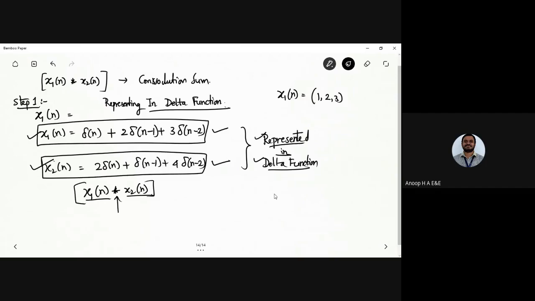So that is how you can define x1 of n convoluted, this is the symbol for convolution, with x2 of n. Okay, so two signals are present here. So later on you are going to have the convolution sum operated on them. Fine. So now moving on to the next step, I have x1 of n and x2 of n. So what is the convolution sum? That is y of n, x1 of n convoluted with x2 of n.